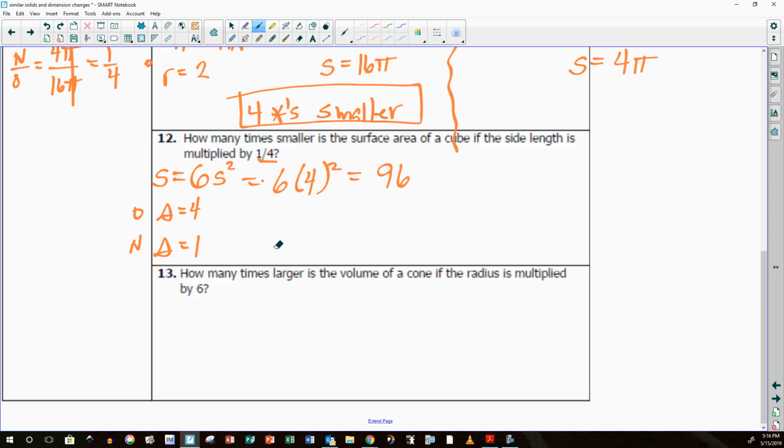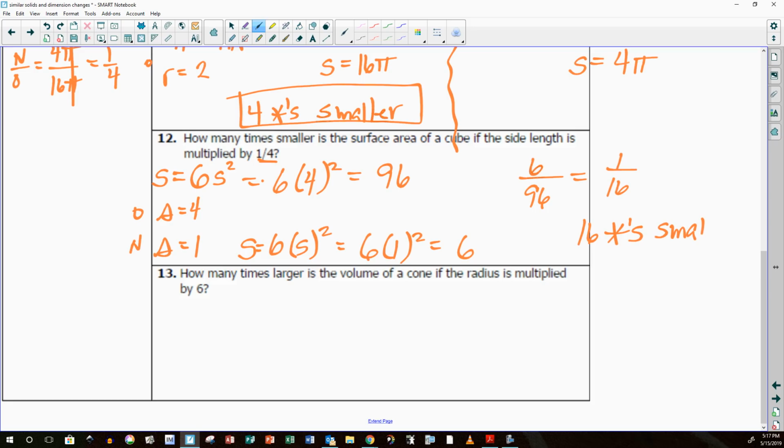So now it's going to be s squared. Oops, sorry. Surface area is 6 times s squared, which would be 6 times 1 squared, which would be just 6. So now if I did new over old, 6 divided by 96, it's 1/16. So that means 16 times smaller, because my scale factor is smaller than 1.